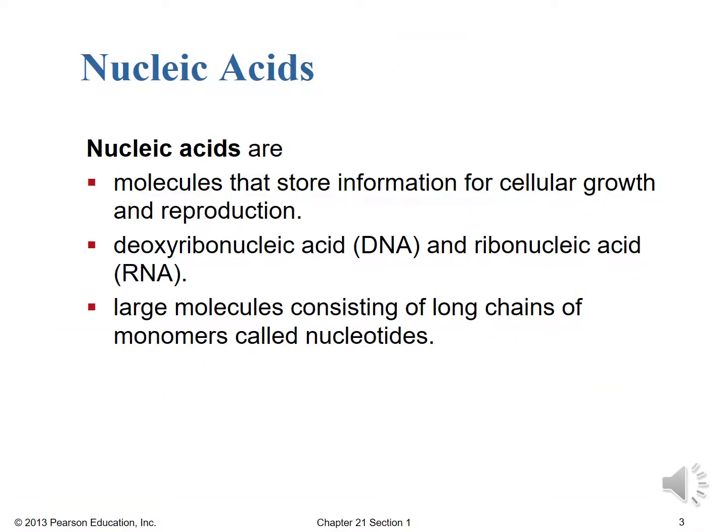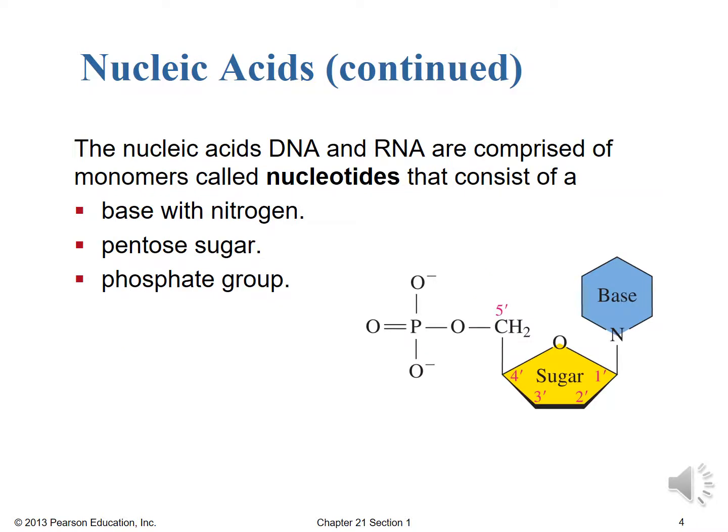Let's start off with some basic definitions. Nucleic acids themselves are molecules that store information for cellular growth and reproduction. The major types of nucleic acids are deoxyribonucleic acid, DNA, and ribonucleic acid, RNA, and both are large molecules consisting of long chains of monomers called nucleotides. Those nucleotides consist of a base with nitrogen, a nitrogenous base as they're usually called, a pentose sugar, which is either deoxyribose in the case of DNA or ribose in the case of RNA, and then finally a phosphate group.